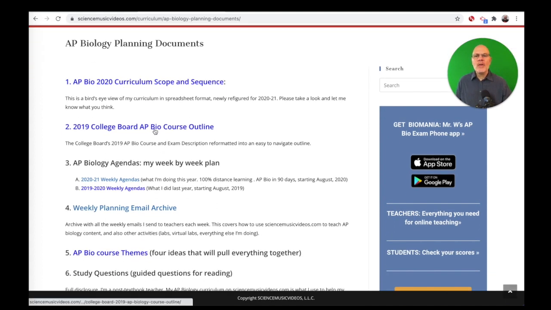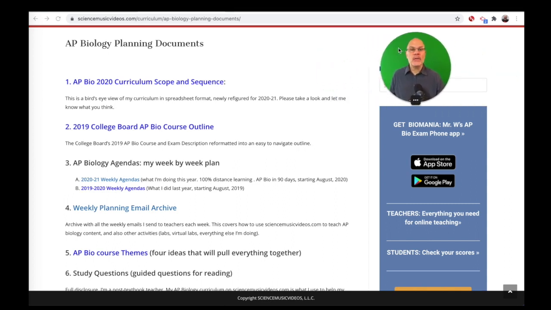And what I have over here is this condensed version of the course and exam description. The College Board has a very nice one that they've put together for us, but it's quite long. And I put together one that pretty much keeps the actual text that's in that document, but it's just a little bit easier to navigate. So it looks like this.